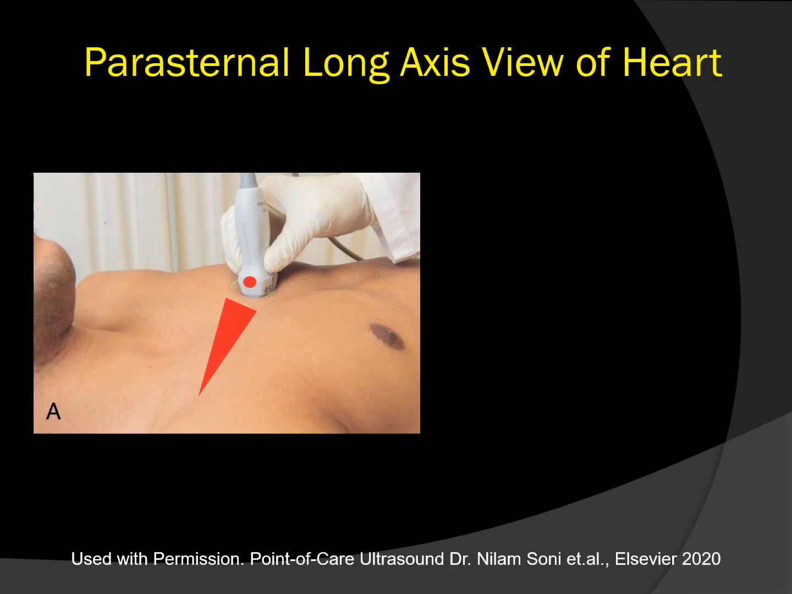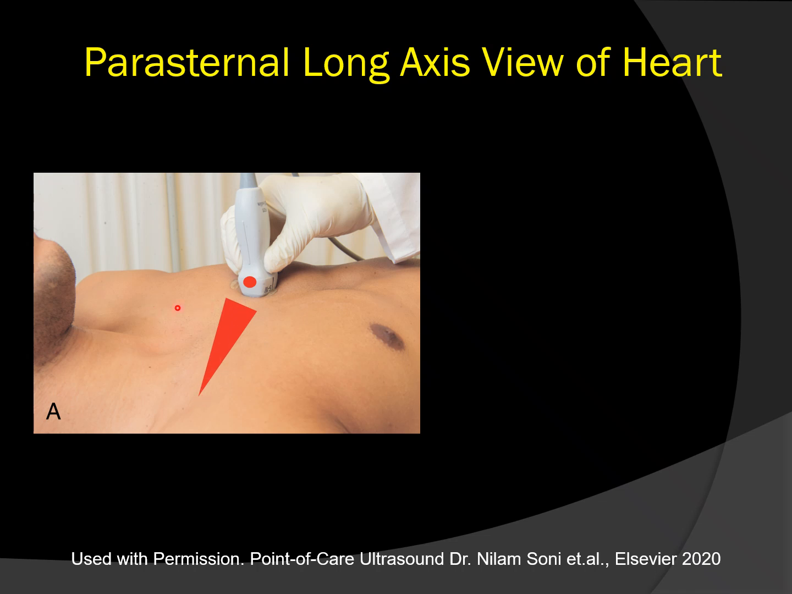The parasternal long axis view of the heart. Here we have a patient who's lying supine on the table. You'll notice the ultrasound technician is holding a probe in their right hand. This is the probe marker pointing to the patient's right shoulder. If we think of the chest as a clock, with the sternal notch being the 12 o'clock position, this probe will be pointing to the 10 o'clock position. This is to the right shoulder.